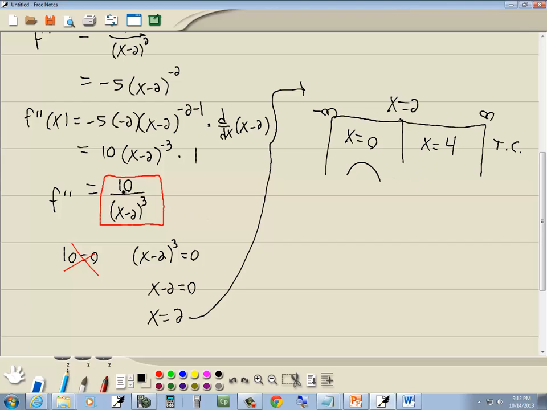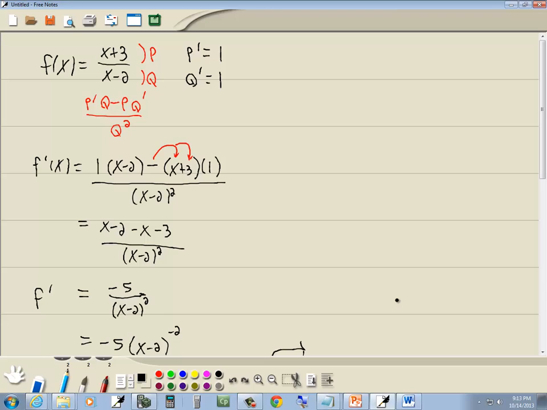If I put 4 in there, 4 minus 2 is 2. 2 to the third power is positive, so this is concave up. Again, all we care about is the sign. So our answer is going to be concave down from negative infinity to 2. And then it's going to be concave up from 2 to positive infinity.